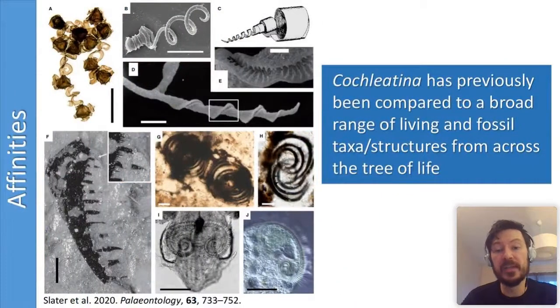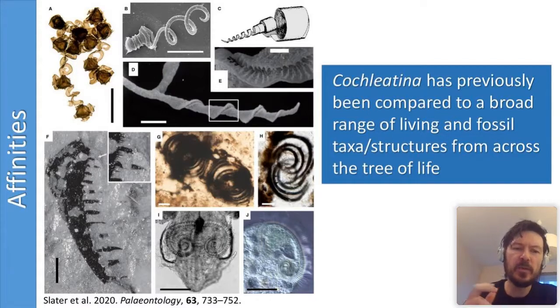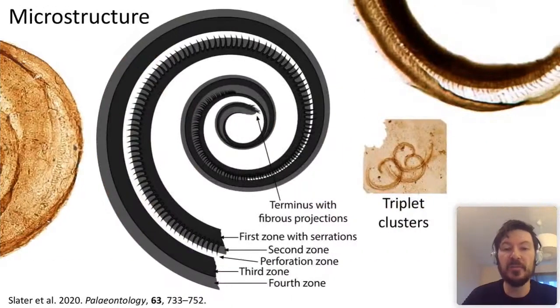So another obvious next question is, what is Cochleatina? What kind of organism does it belong to? Like many Ediacaran fossils, the precise biological affinities of Cochleatina are unknown, and it's previously been compared to all sorts of organisms from right across the tree of life, including the coiled radulae of mollusks, other Ediacaran fossils like Redkenia, and even the coiled elaters of plant spores in some more unusual comparisons. Whilst there are some interesting potential functional analogues with a few of these structures, when we looked at the microstructure of Cochleatina in detail, none of these comparisons really stands up to scrutiny.